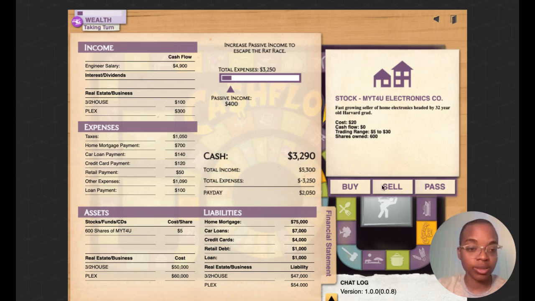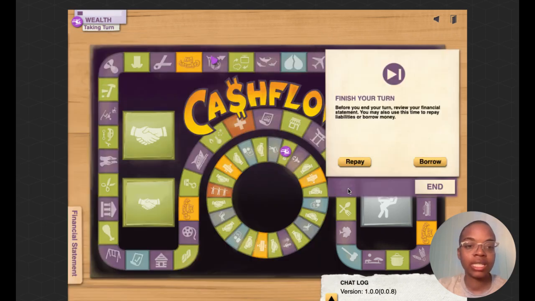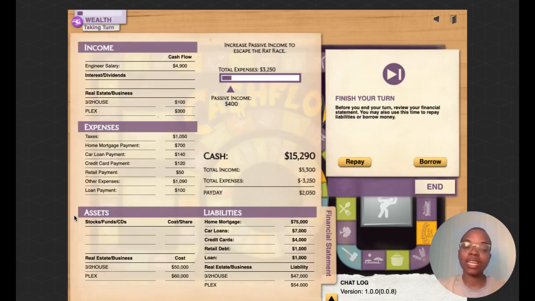I think I should get 12,000 back from this. So I'm definitely selling all these. Yep, 12,000. Boom, look at that. My cash is at 15K now. I'm looking pretty good right now. So I'm going to end my turn right here.